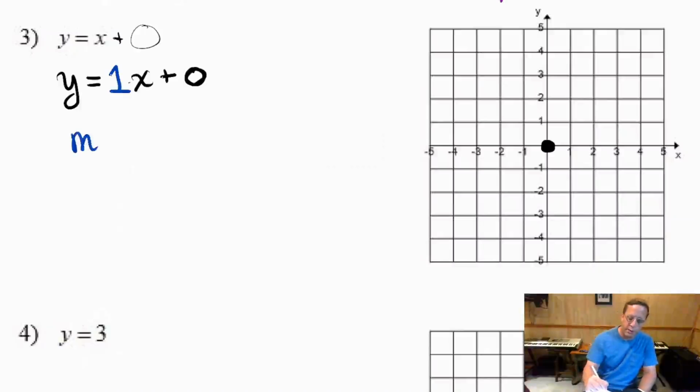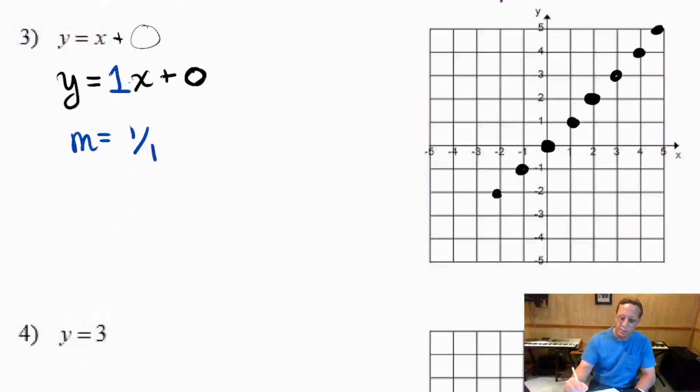And if we think of that as a ratio, that just means 1 over 1. Up 1, right 1. Up 1, right 1. And so that's really easy to graph. Up 1, right 1. And you can make a bunch of points here. You don't have to make as many as I'm making. But we have a pretty good idea now that the graph of the line looks like this.